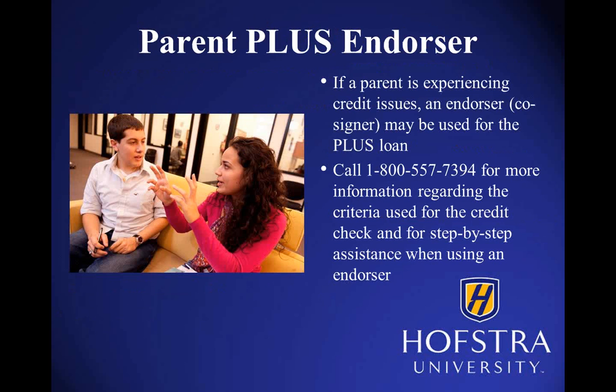If a parent is experiencing credit issues, an endorser, which is similar to a cosigner, may be used for the Plus loan. If you are using an endorser, I highly recommend that you call the 1-800 number for step-by-step assistance, since it is a little complicated and can lead to errors.